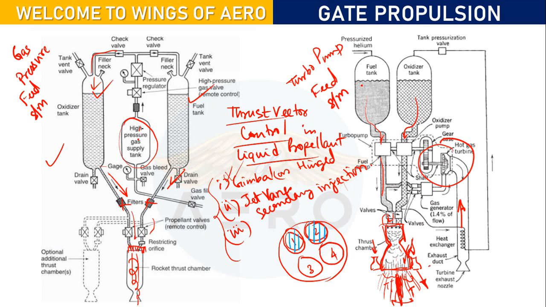what will happen to the rocket? Which force will act? Which motion will it form? Yaw, roll or pitching? It will activate a pitching, right? Pitch up. Now if I'm activating 3 and 4, it will be the pitch down, right? You got the point? Okay, next.